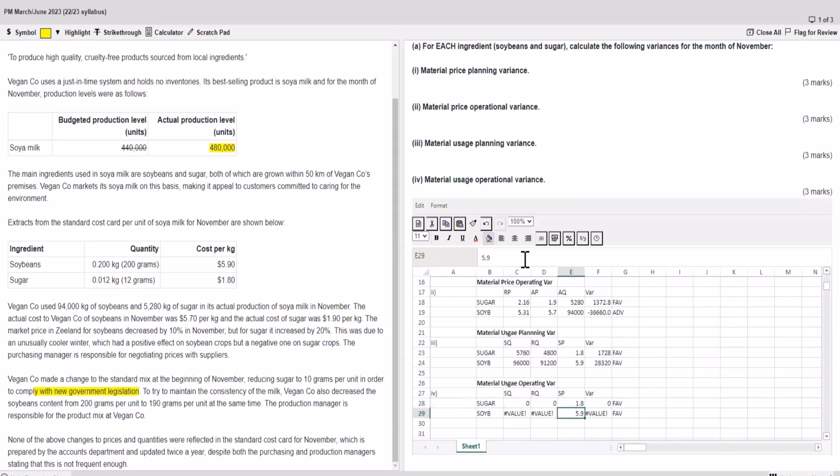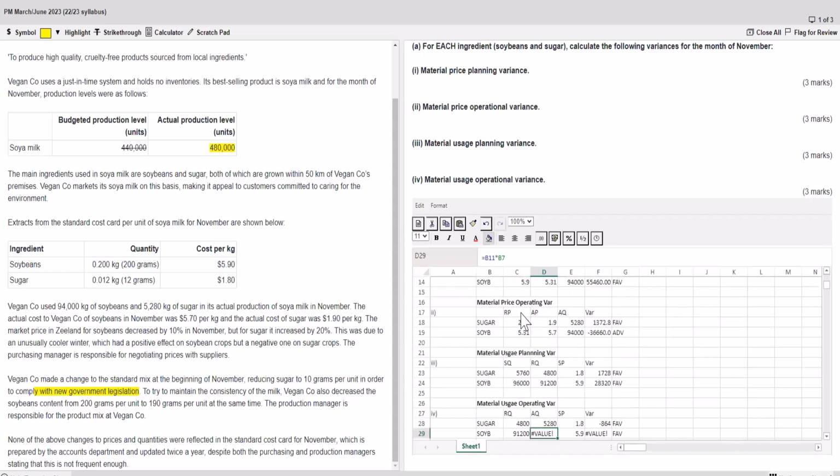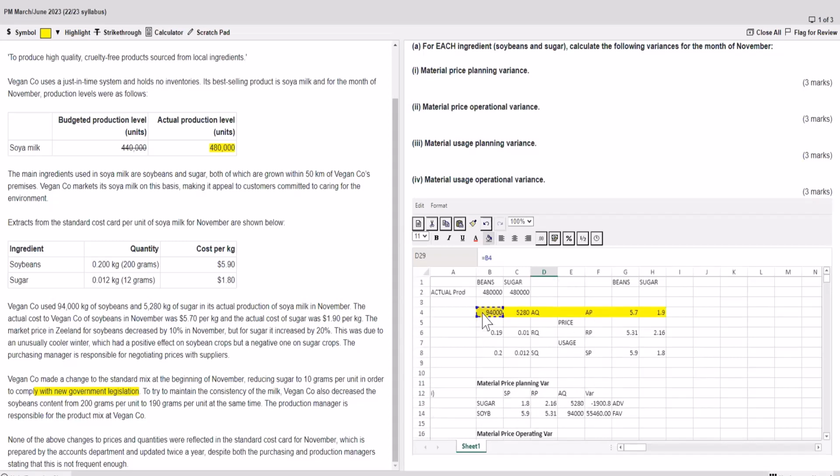So 1.8, 1 and 5.9 are still there because they're the standard price. We now need the revised quantity and the actual quantity, which is the difference between for the operating. So the revised quantity we've already got. Let's put that there. Reference it above because you're splitting the usage variance. And then the actual quantity, just make sure you pick up the right one, is there and finally there.